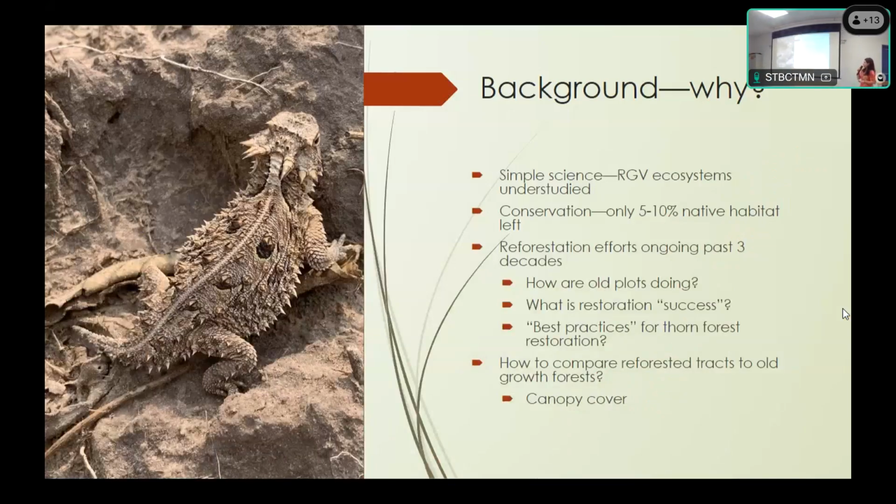Okay, so I'm going to talk about a little bit of background, and I included this Texas horned lizard that I found the other day at one of my field sites, because one of the main reasons for this research is conservation. I'm kind of doing it out of order, but that's fine. The various statistics out there are that there's only about 5 to 10% of native habitat left in the Rio Grande Valley that hasn't been destroyed yet. Of course, if you were to include all of the reforested areas, areas of natural secondary succession, then there would be more. But I'm talking about primary forest, virgin habitat that's never been touched before. There's very little left, as I'm sure most of you already know.